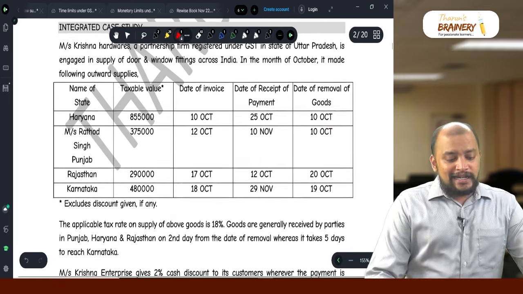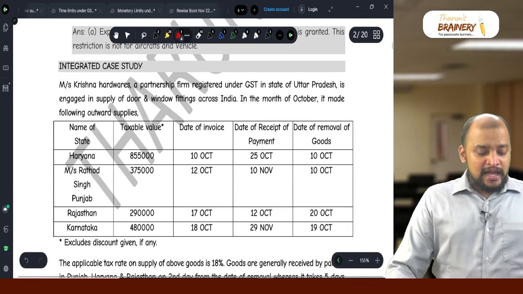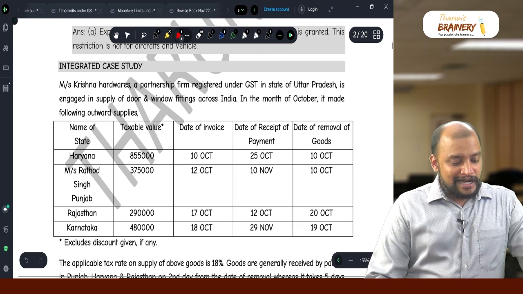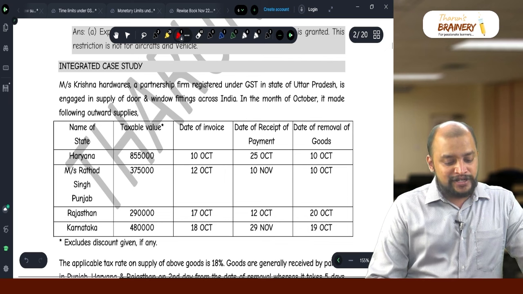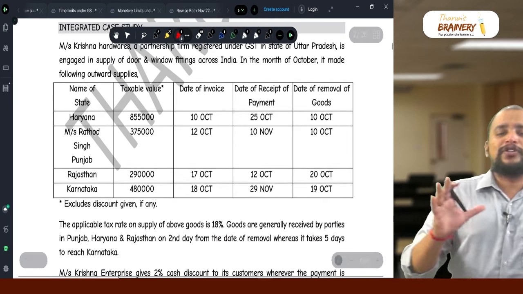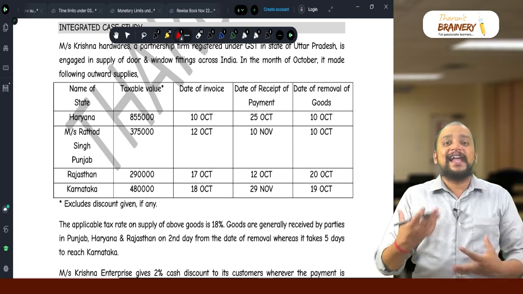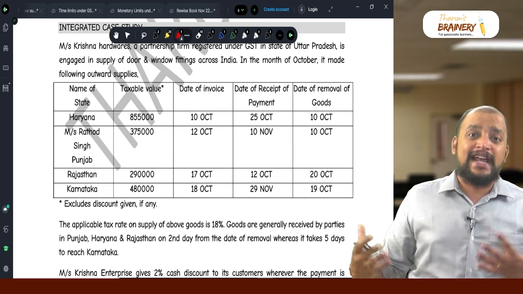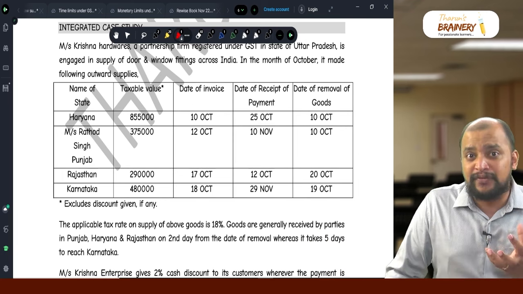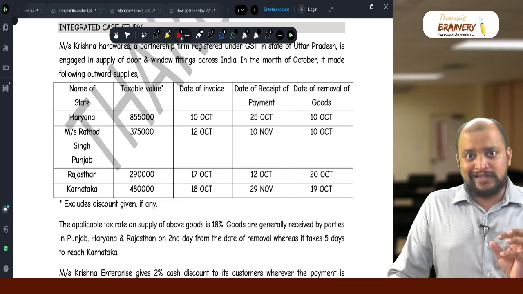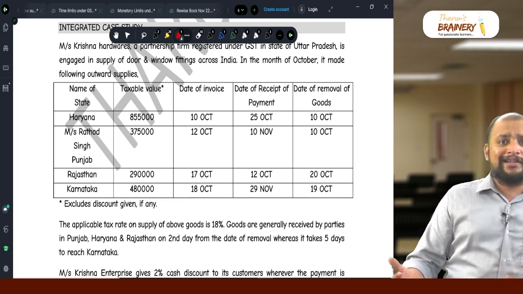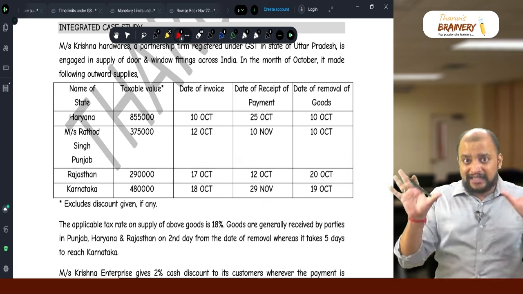Then one integrated case study MCQ. Krishna Hardware is a partnership firm registered under GST in the state of Uttar Pradesh, engaged in supply of door and window fittings across India. In the month of October, it made the following outward supplies. And one more disclaimer: if this is not the exact wording or not the exact MCQ, I am extremely sorry. This is based on whatever students have shared with me. So maybe some different question or different dates could be there, but the template is this.